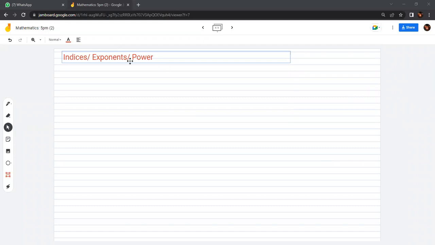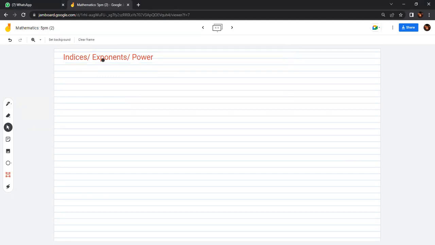All right, so looking at the topic of indices, exponents, power. Now, all of these mean the same thing. Some questions or some books might use indices, some might use exponents, and some might use power. But just like the fruit avocado, some people might call it avocado, some people might call it something else, but it's the same fruit. It doesn't matter which one you see, it's the same thing we're talking about.